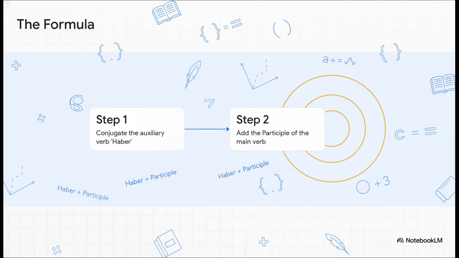Okay, let's dive into this sort of mathematical-style formula for the tense. I know, doing math in a language explainer sounds a bit cruel, but I love framing it this way because it anchors the grammar in pure, predictable logic. Step 1. You conjugate the auxiliary verb haber. Step 2. You simply add the participle of your main verb. And that's it. Haber plus participle. It's just a simple two-step equation for grammar success.